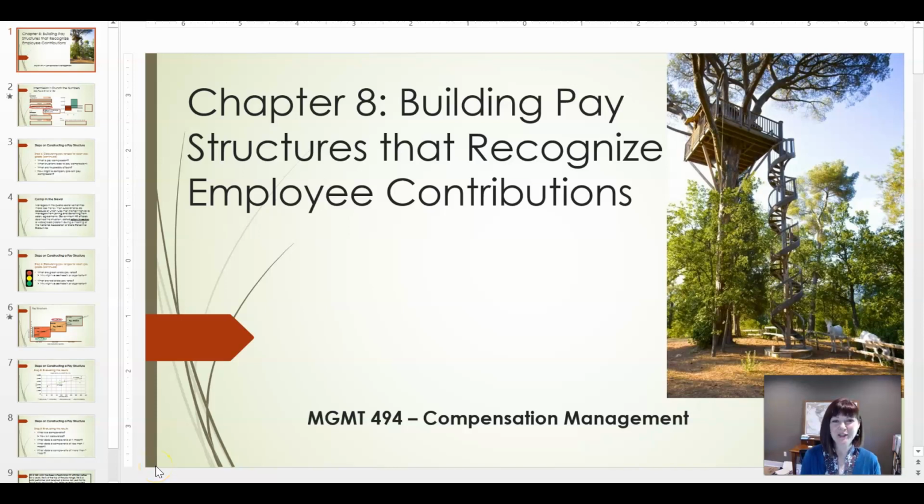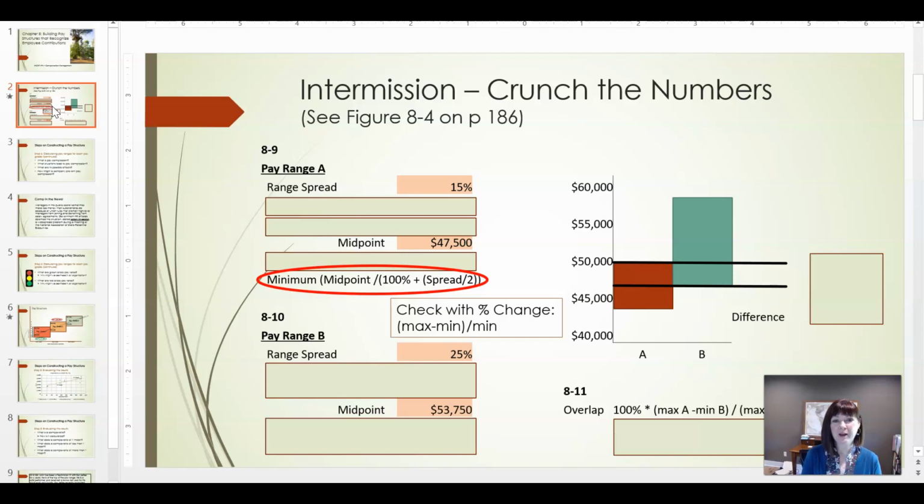Good morning. So today we are going to just jump right in and get to our crunch the numbers for chapter 8. Basically, we're asked to calculate that range spread that I talked about yesterday in the last video. They give us certain information, and they want us to fill in the blanks.